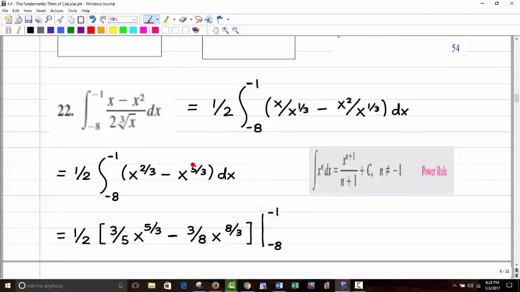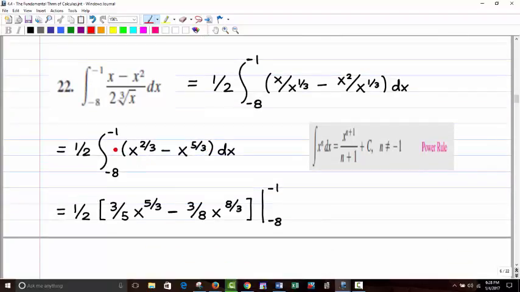So we haven't integrated anything yet. That's just the simplification process. Now I'm about to do the antiderivative, so my integral sign is going to go, and my dx is going to go at the same time. So power rule, 2/3 plus 1 is 5/3. When you divide by 5/3, that makes it a 3/2. Same thing here, 5/3 plus 1 is 8/3. That'll put a 3/8 in front. From -8 to -1, we still have that 1/2 in the front that we can't forget about.